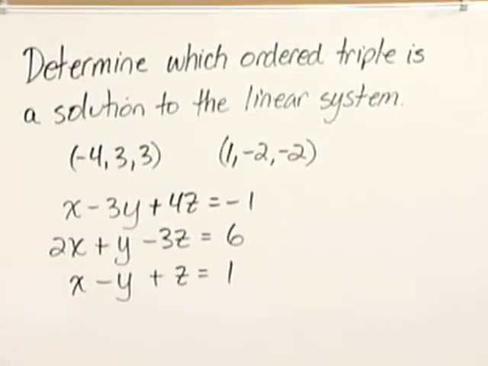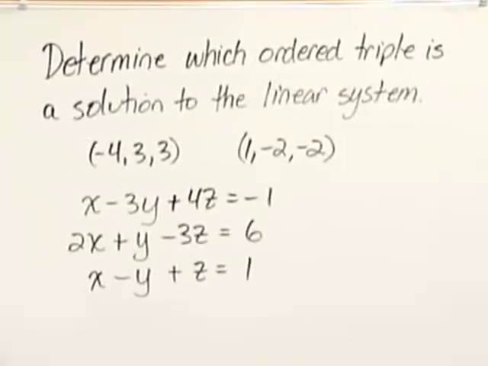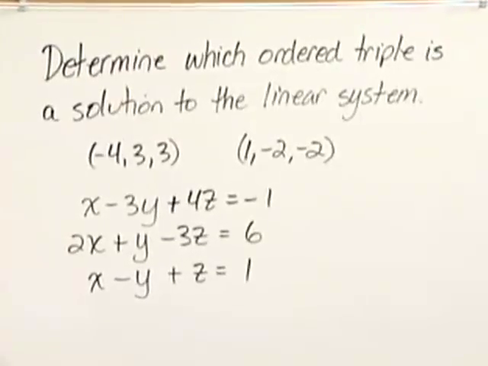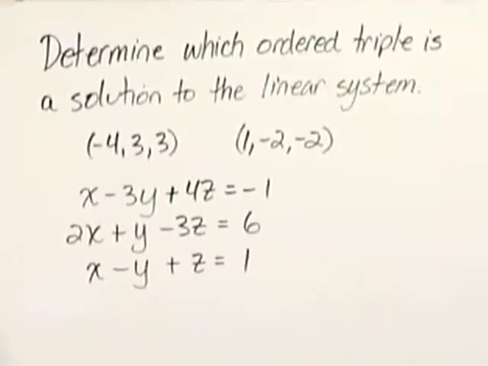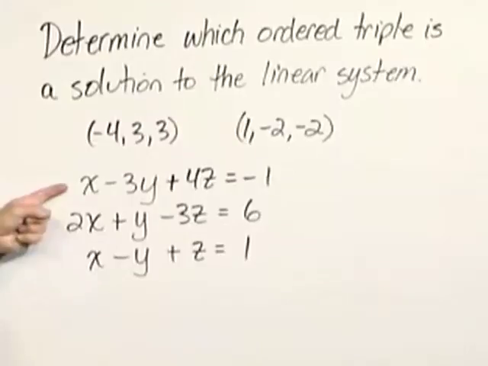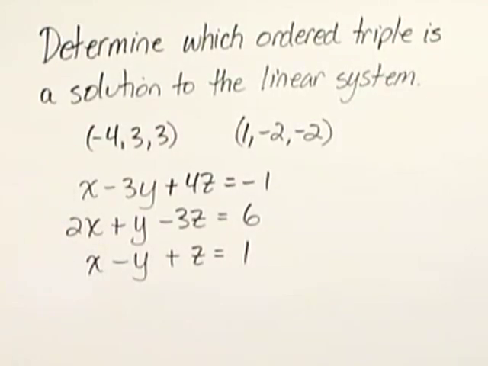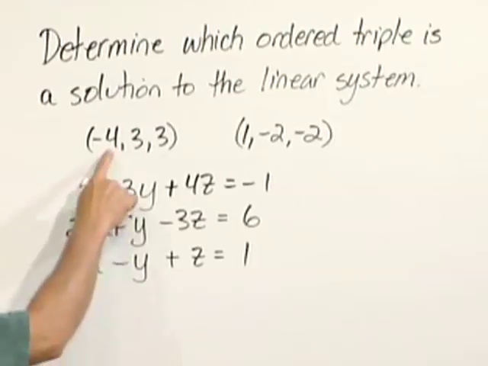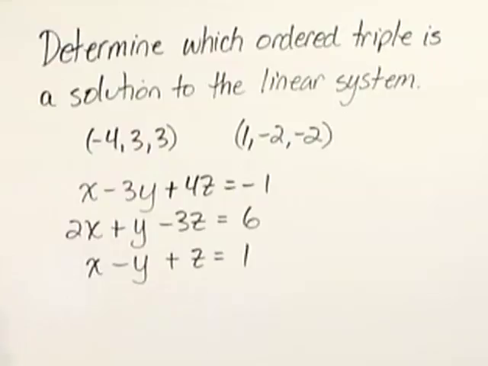Determine which ordered triple is a solution to the linear system. We have the ordered triples -4, 3, 3, and 1, -2, -2, and our linear system here. And I'll read these out as I substitute in those numbers, because what we need to do is find out, do these three numbers satisfy each of the three equations?